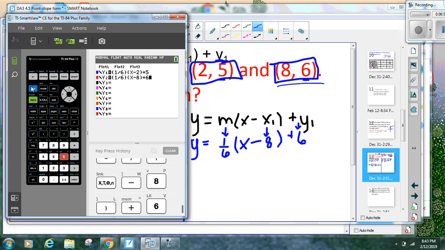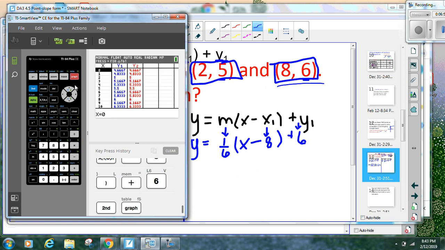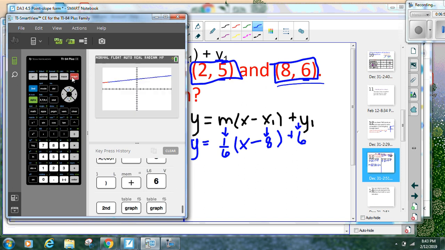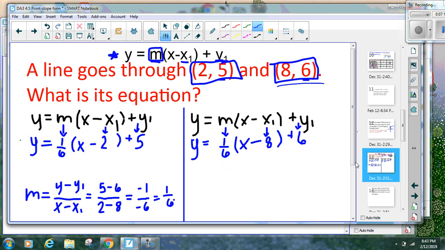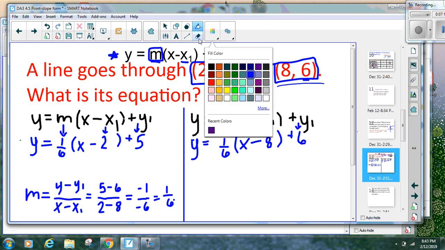If these equations are the same, if they represent the same line, then I should only see one line when I graph these. Oops, I accidentally hit second. Didn't mean to do that. There was my blue line. The red line is graphed right on top of there, which tells me that these equations are exactly the same. I'm going to go just one step further to show how these equations are the same.